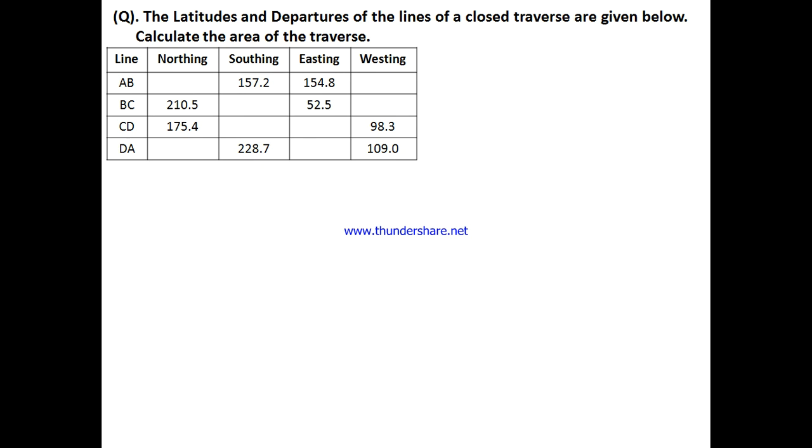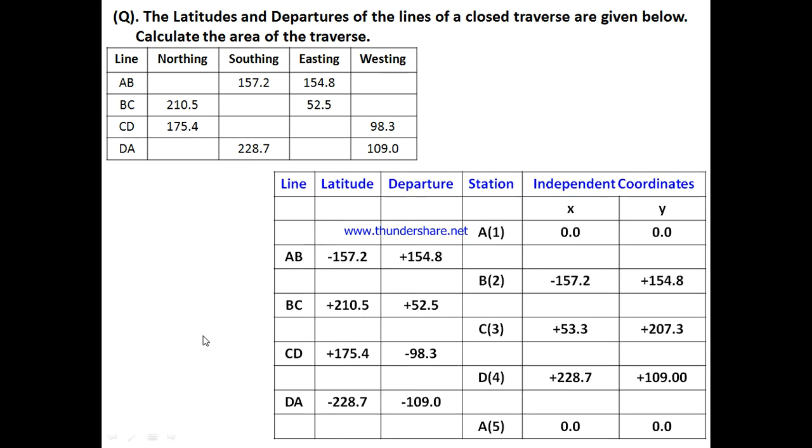So let us move to the solution table. What we need to do is put all the lines A B, B C, C D, D A. And then for latitude, as I have already told, we need to consider northing and southing for latitude, and easting and westing for the departure value.